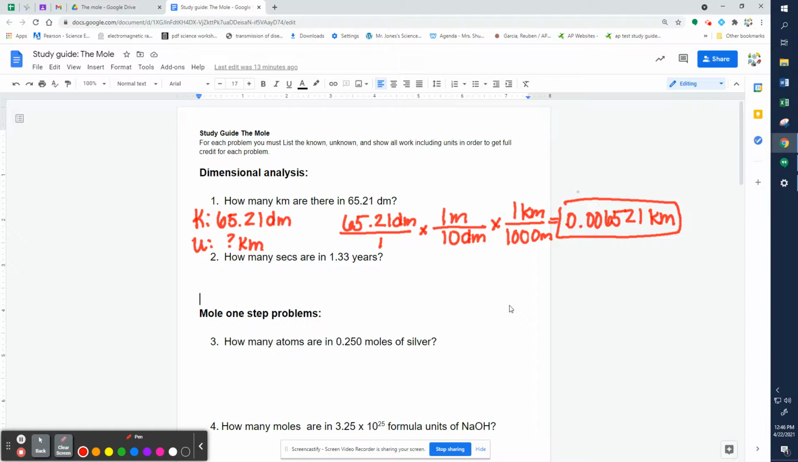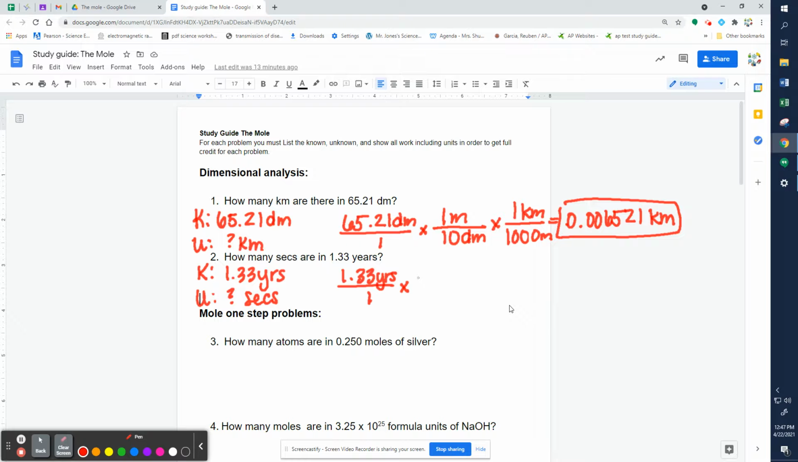For number 2, I have how many seconds are there in 1.33 years? Again, we write our known and our unknown. Our known is whatever number is given to us, 1.33 years. My unknown says how many seconds. So we're going to start with our known over 1. And we're going to move it to seconds.